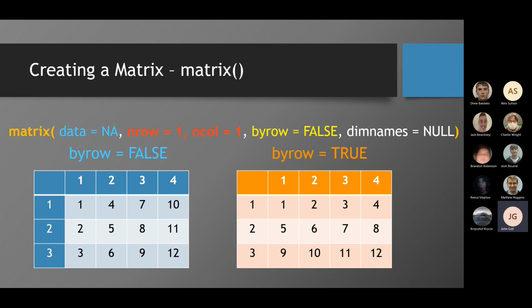Okay, so what does byrow TRUE and byrow FALSE actually mean? I've tried to give you some examples on the board. All right, what's the difference between the two? Yes, but what does it mean in reality? But what does it mean for the data?